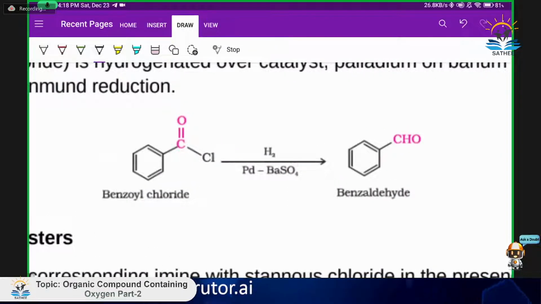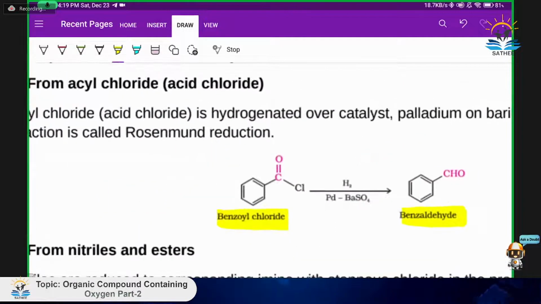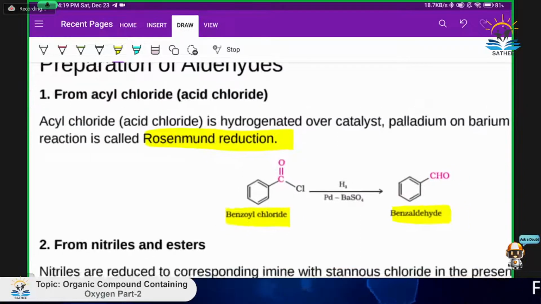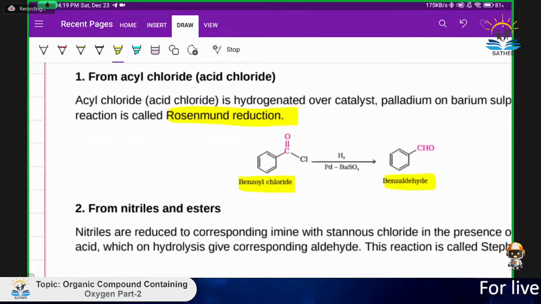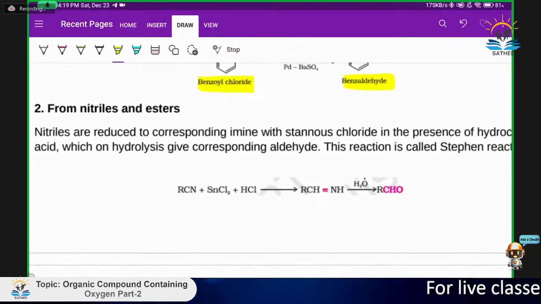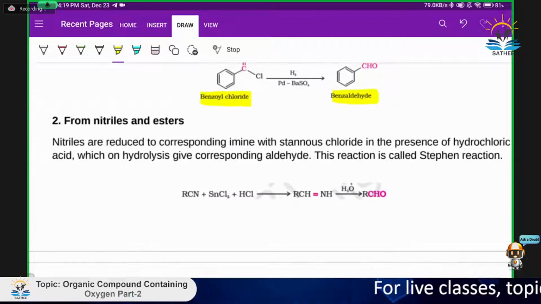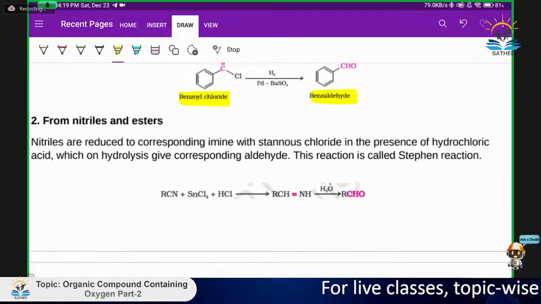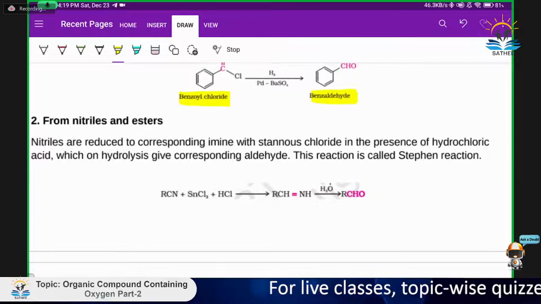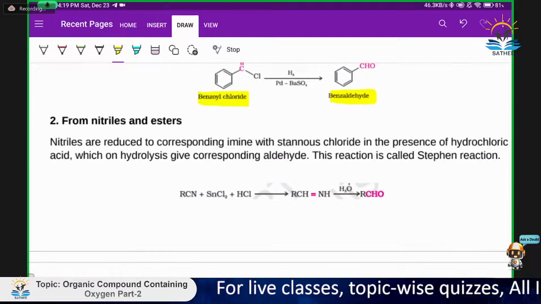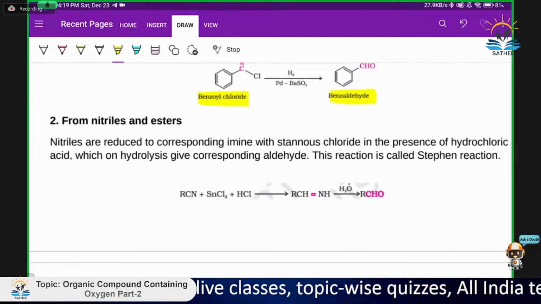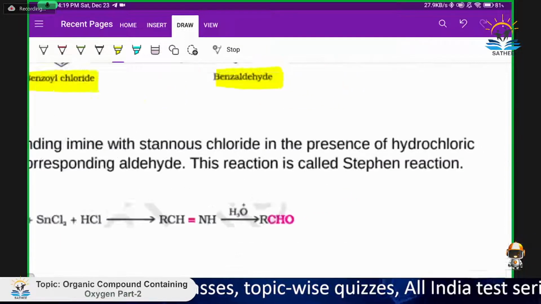So here benzoyl chloride we are reacting, and we get benzaldehyde. So this reaction is what is known as Rosenmund reduction. Hydrogen in palladium barium sulfate. Now the second method is from nitriles and esters. Nitriles are reduced to corresponding imine with stannous chloride in the presence of HCl, which on hydrolysis gives corresponding aldehyde. This reaction is called Stephen reaction.